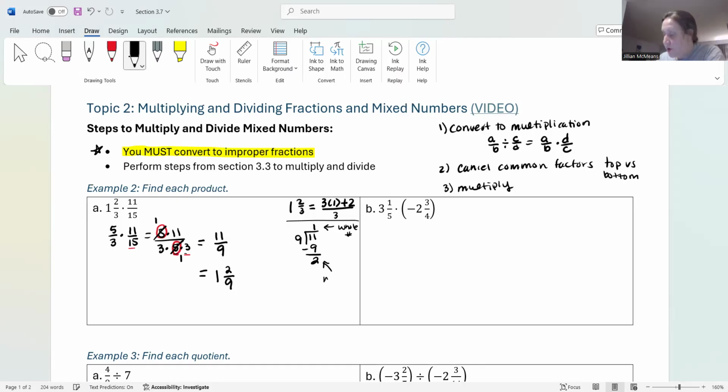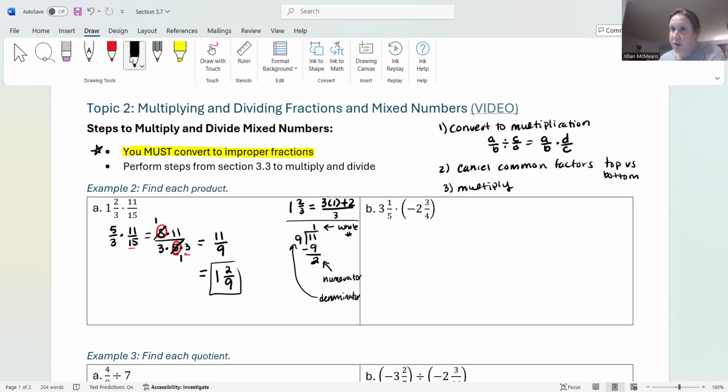This is your numerator. And then this is going to stay the denominator. So we get 1 and 2 ninths, and that would be our final answer. Okay, now for part B, we have 3 and 1/5 times negative 2 and 3/4.